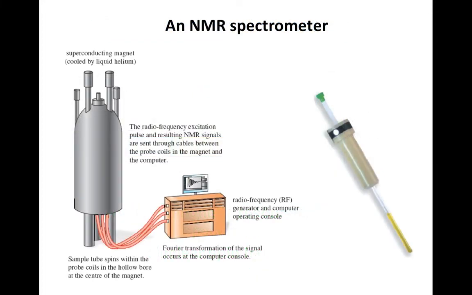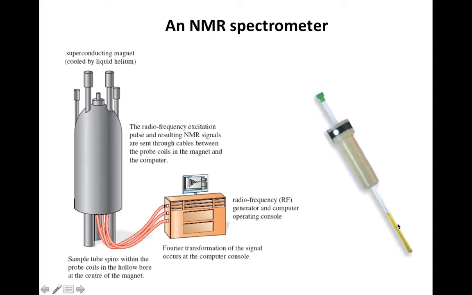So the NMR spectrometer is actually a big magnet, which is shown over here, and the sample of interest is dissolved in a solvent and put into a glass tube that goes right inside the magnet. And then we can send radio frequency energy in through here.